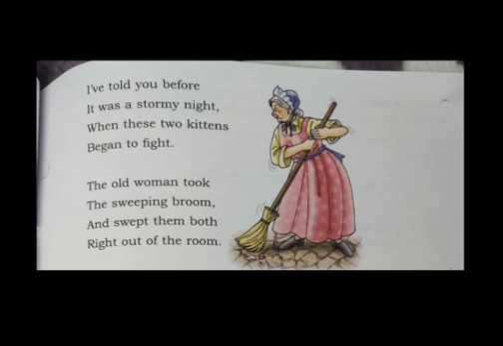The old woman took the sweeping broom and swept them both right out of the room. Children, in the picture you can see the old woman is sweeping the room, means cleaning the room with the broom. Broom is a thing by which you clean the house. And what did she do? She swept them both, means she removed them both out of the room.